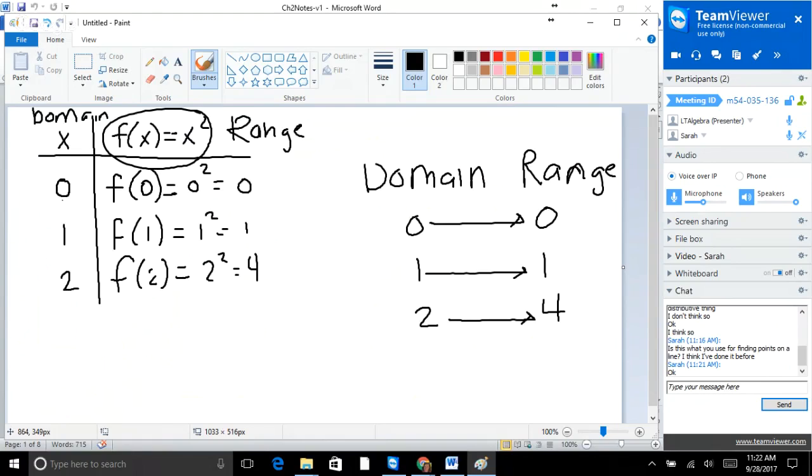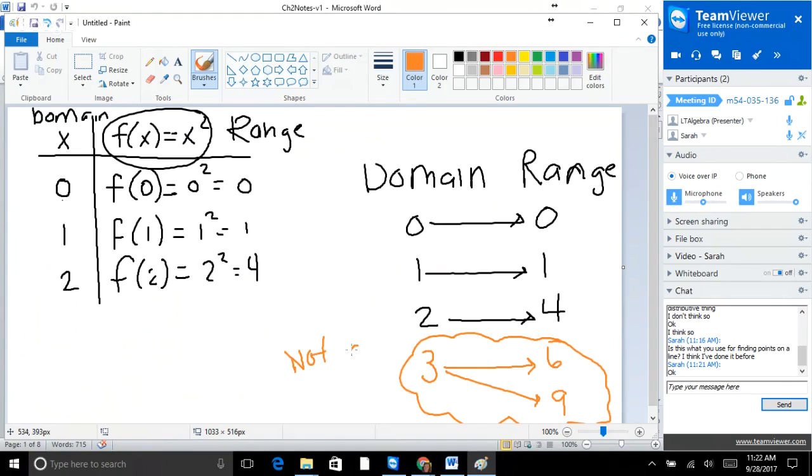Now, if I added another point to my domain, so if I added 3, and I'm sure you know what 3 is. But I added 3 and I said that when I put 3 into my function, I could get 6 or I could get 9. Okay, so I add 3 in and I could get 6 or 9. All of a sudden, this orange addition down here makes this not a function.